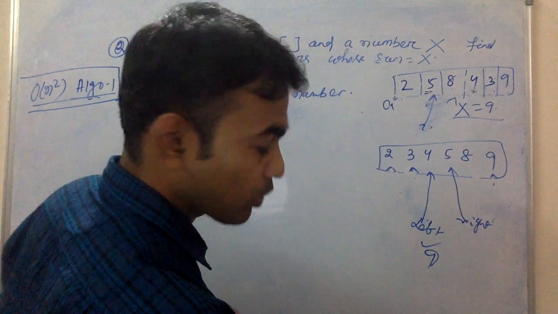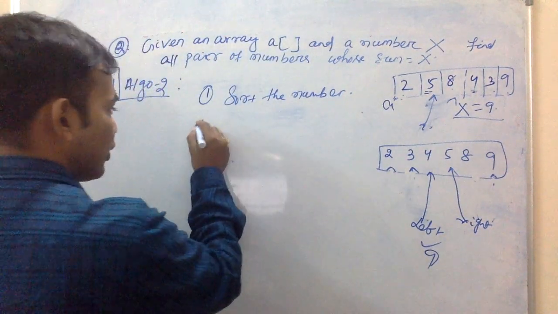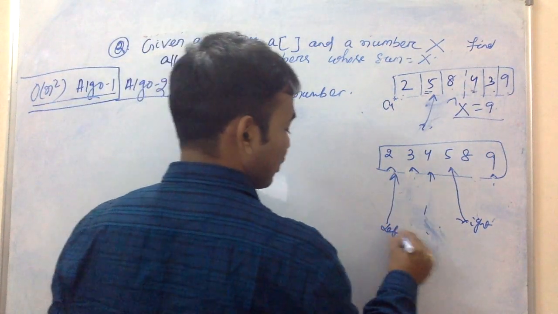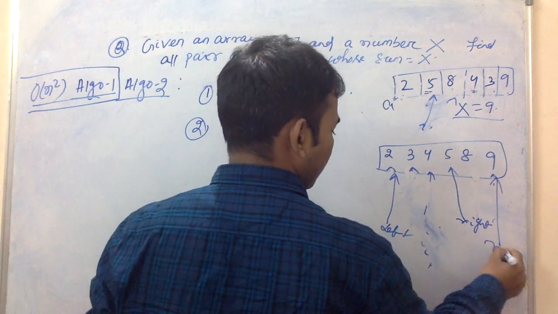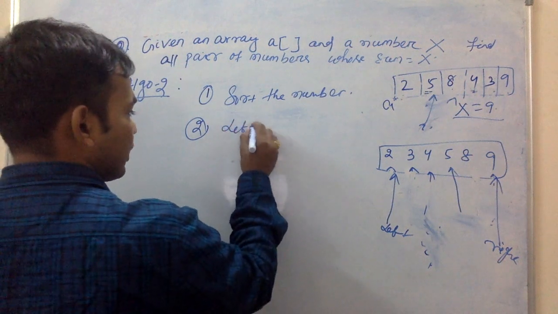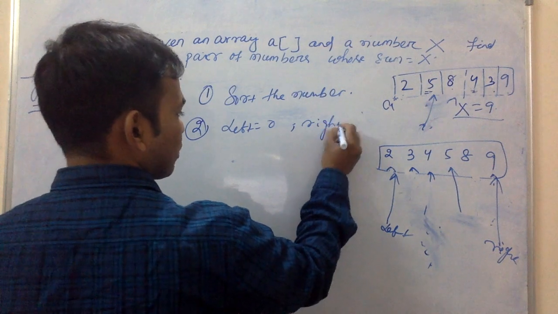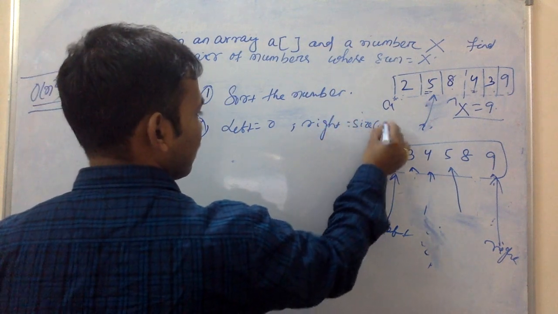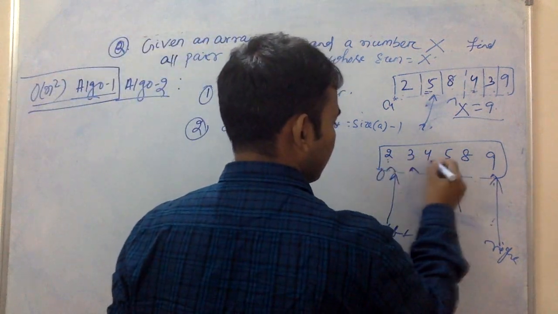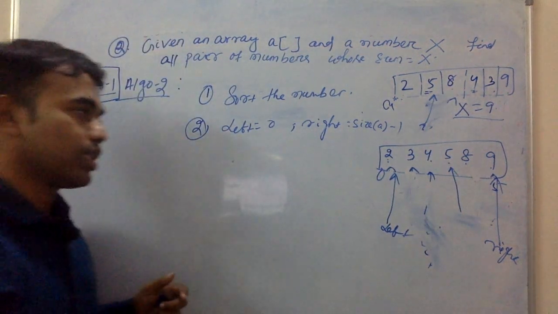We'll write down the algorithm and then analyze the time complexity. In order to write the algorithm, the first step is to sort the numbers. Second, we take 2 pointers, one left and one right. Pointer just means an index, since we are using an array. So left equal to 0, right equal to size of a minus 1. This is 0, 1, 2, 3, 4, 5, so size is 6, and that's why it is size minus 1.